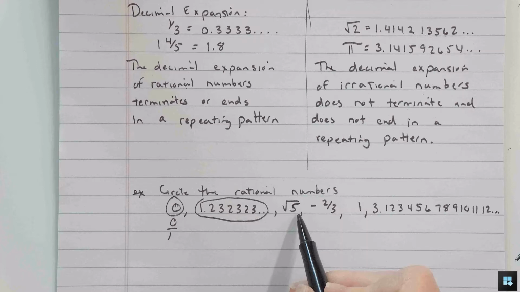How about 1? No, because we never have a pattern. Can you write 1 as a fraction? Yes. You can write 1 as a fraction, 1 over 1.